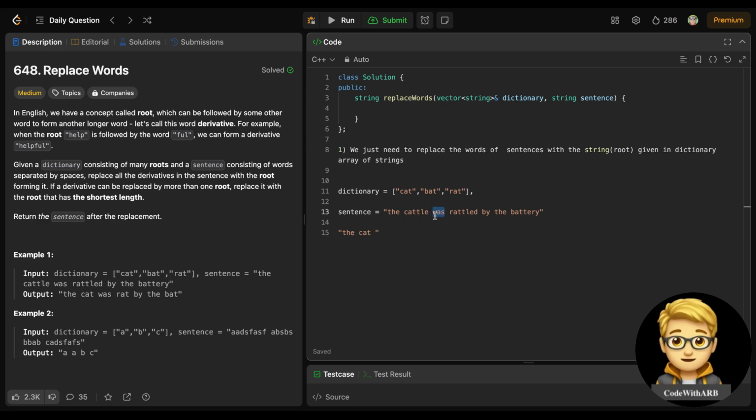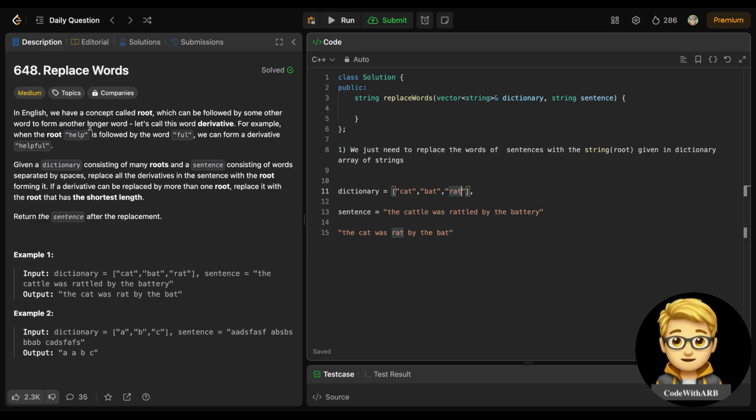Again, was: nothing is available in the dictionary, so we will simply put was. Rattled: rat is available, and nothing shorter is available, so we will simply replace it with rat. Again, by: nothing is available, so we will simply write by. Again, battery: bat is available, so we will replace battery with bat, right? This is how we will replace the word by its root if it is present.